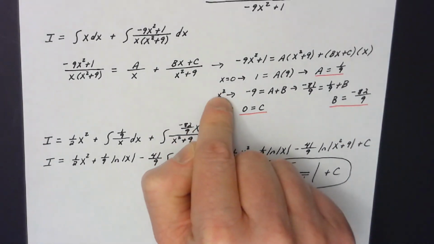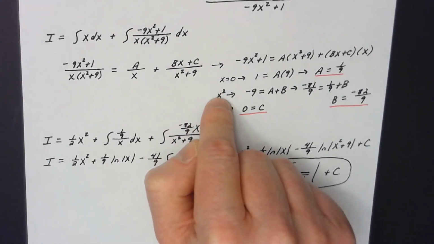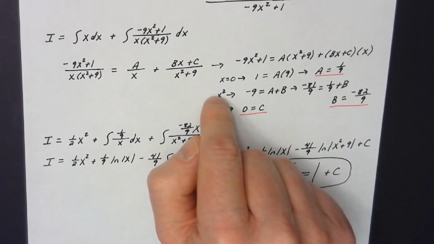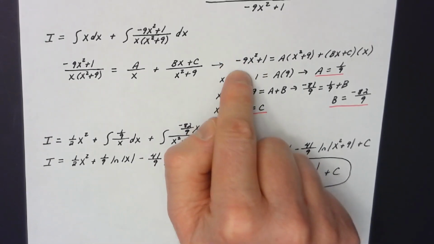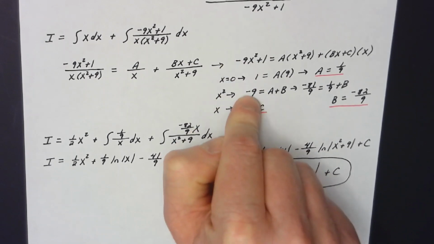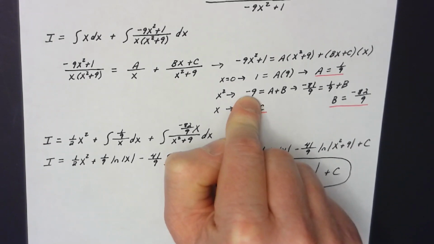I start looking at the variables in the problem. I look at the second power of x here. I know the coefficient of x squared on the left-hand side is a negative 9. That's where that negative 9 comes from. The coefficient of x squared should be negative 9 in this problem.